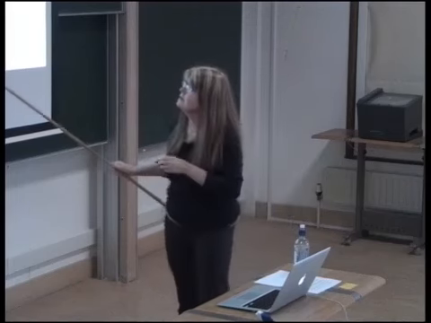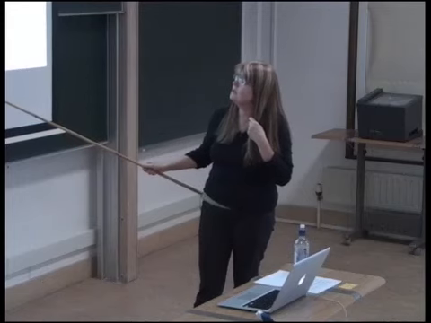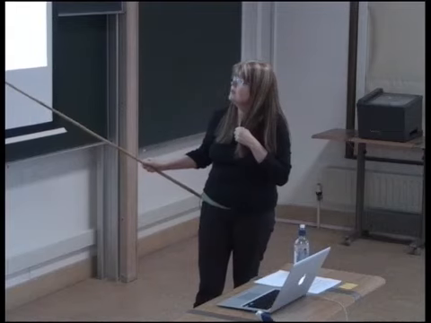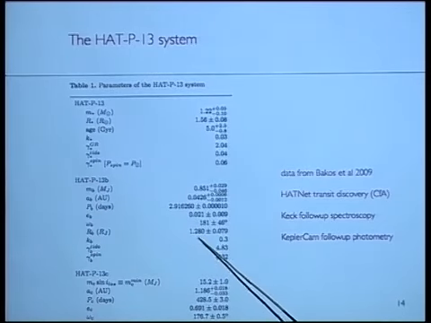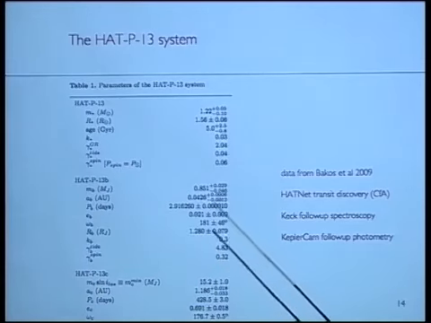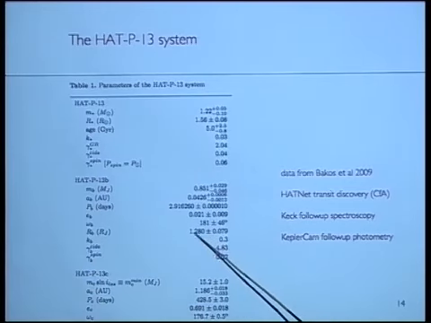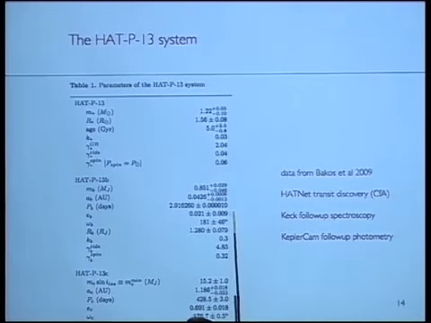And as I said, the outer one is 1.2 AU away. Its period's a bit over a year. And what else is interesting here? Yes, it appears to be one of these inflated planets with a radius about 1.3 Jupiter radii.